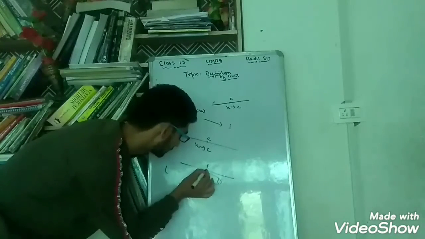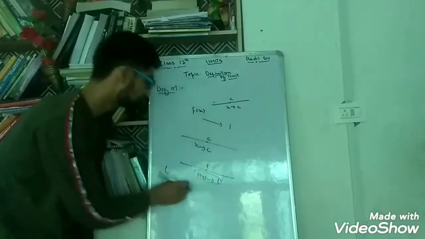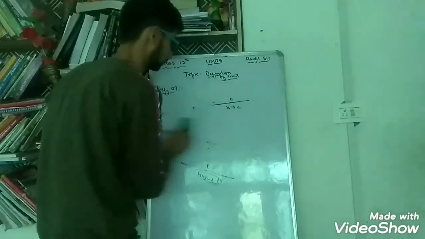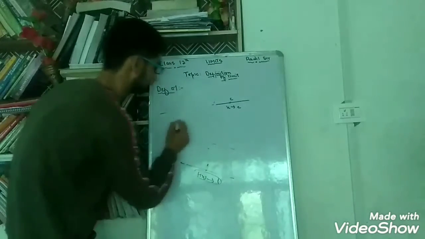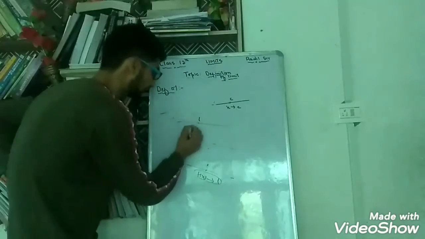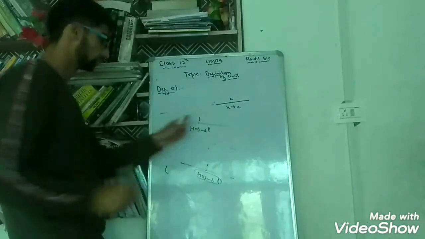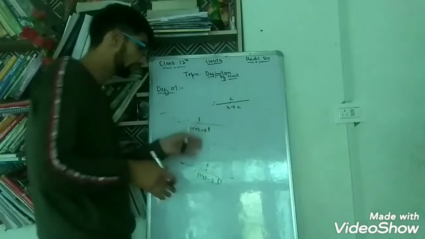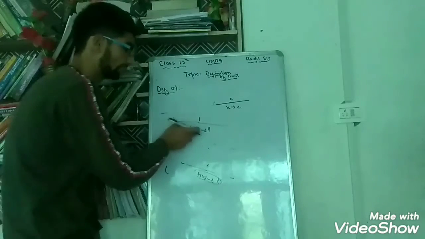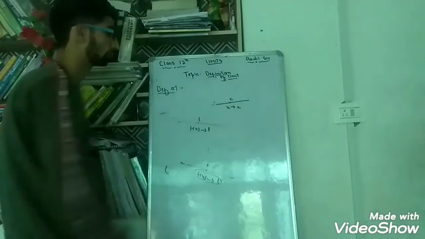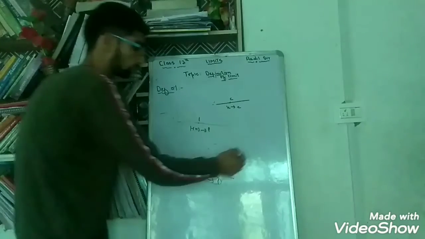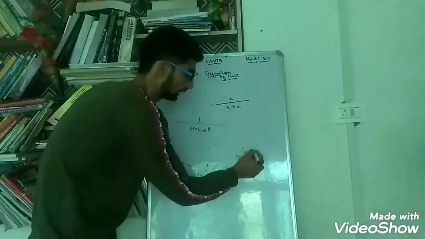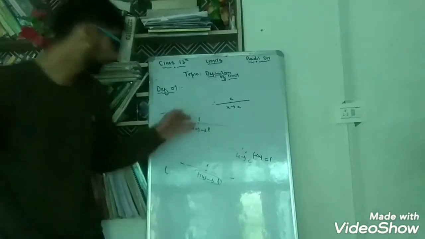So when the values of f of x are very close to this L, for example this is f of x, this is our x tends to c, this is our L. When the function is getting close to this L, we say that f of x has limit L when we tend x to c, and we write it like this: limit x tends to c, f of x is equal to L.